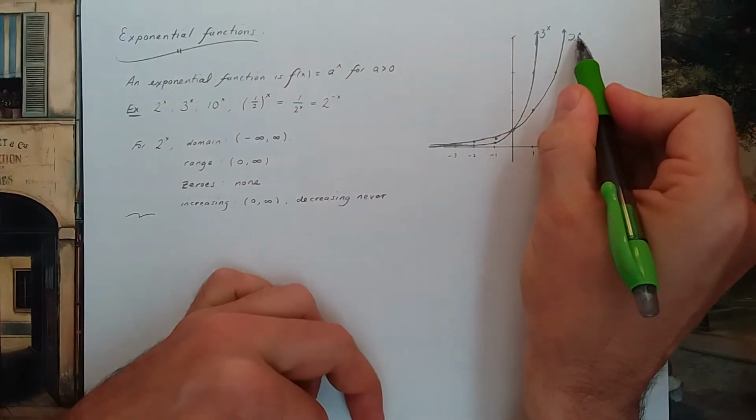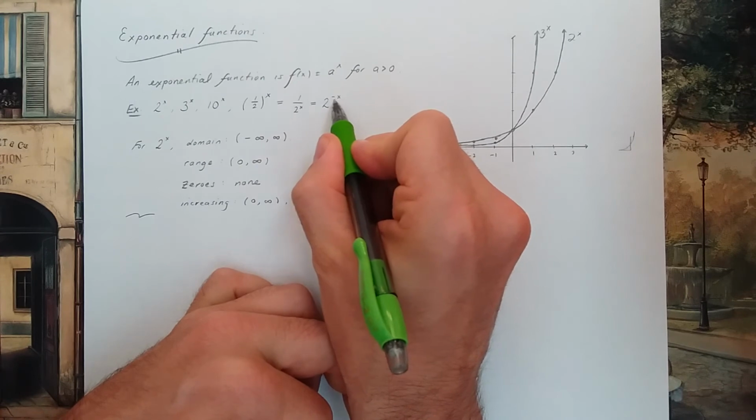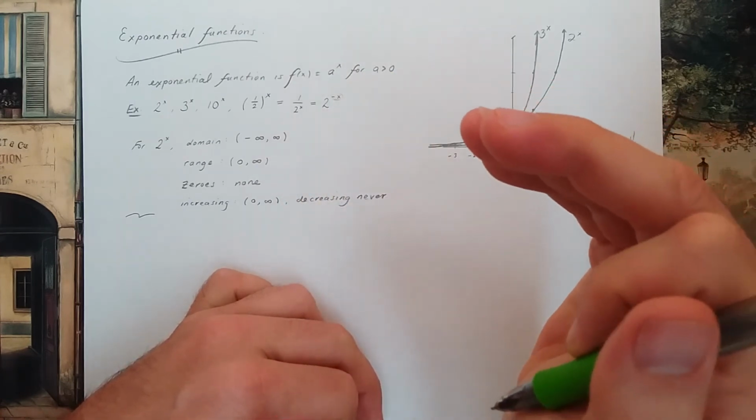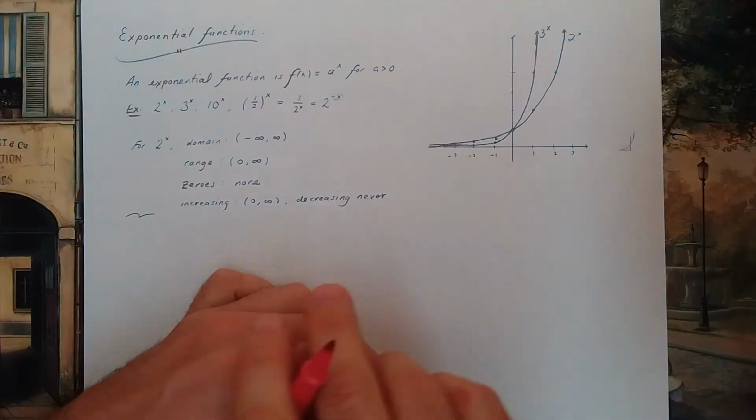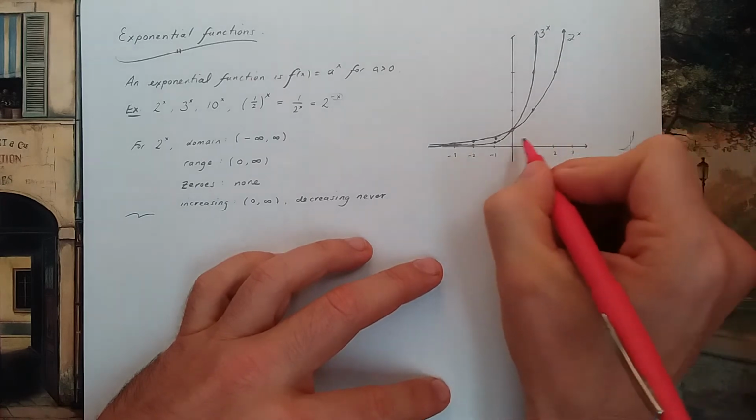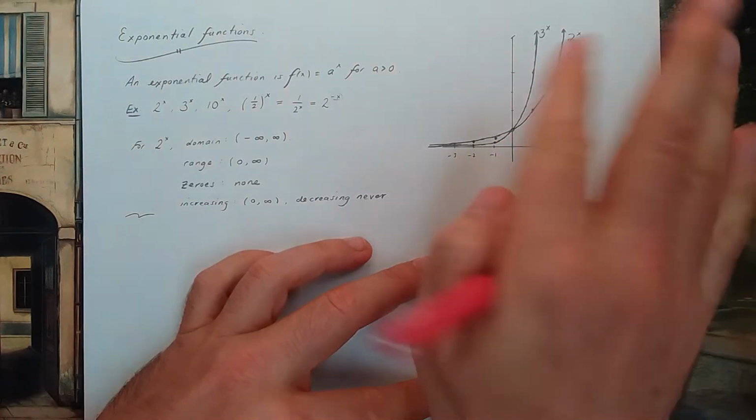So the graph of 2 to the x and 2 to the negative x are the same, except you replace an x with a negative x. That reflects about the y-axis. So the graph will look like this. It'll be the same as 2 to the x, but flipped over.